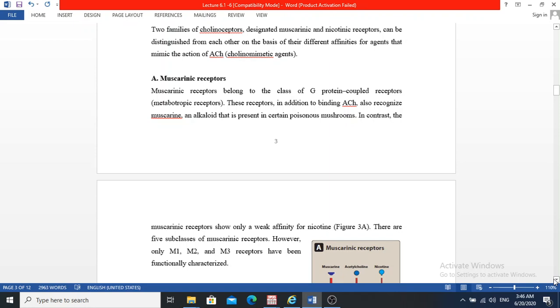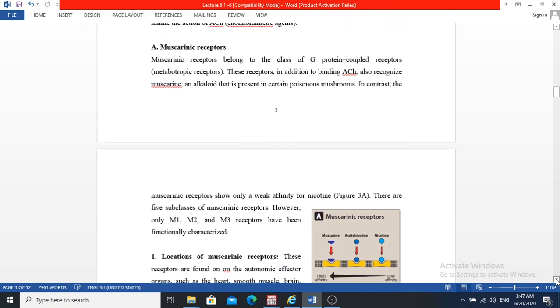These receptors, in addition to binding acetylcholine, also recognize muscarine, an alkaloid present in certain poisonous mushrooms. In contrast, the muscarinic receptors show only a weak affinity for nicotine, as in figure 3a. There are 5 subclasses of muscarinic receptor. However, the ones most regarded are M1, M2, and M3, which have been functionally characterized.